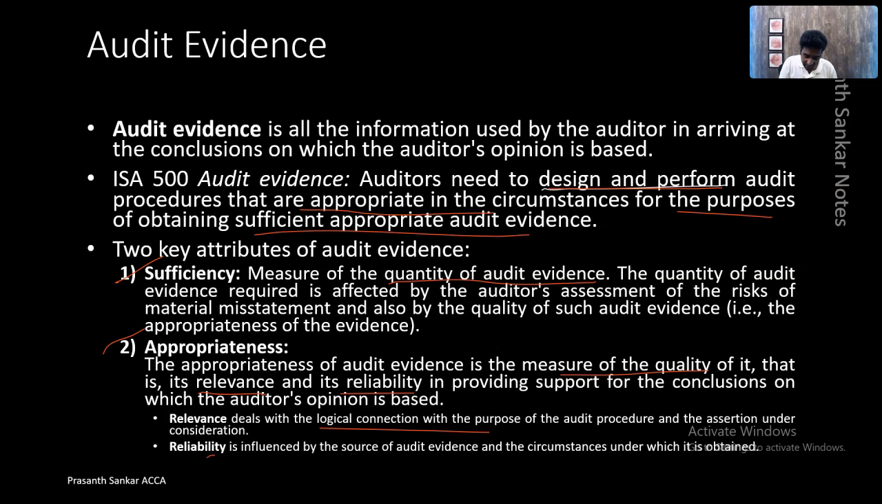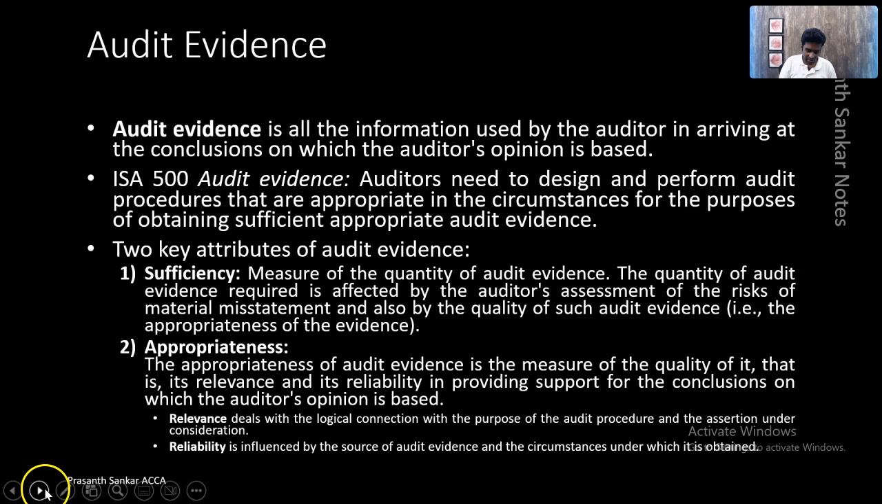The second one is reliability. Reliability is based on the source of the audit evidence, the source and the circumstance under which we have obtained it. Reliability depends completely upon from where we have got the evidence, like who has given us the evidence, how did we collect the evidence, and from which source we have received the evidence.